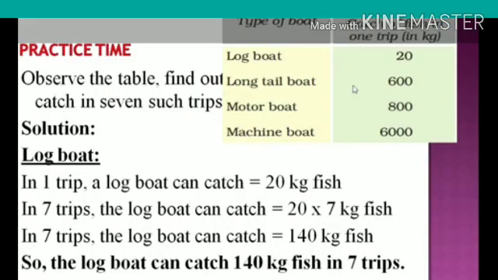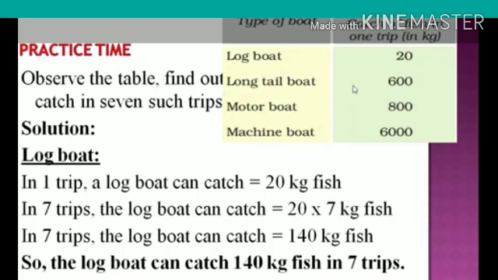Now look at this question, children. This is a question about log boat, and it is asked in the question, find out the catch of log boat in 7 trips. Now see the table. Log boat is bringing 20 kilogram of fish in one trip. So that you want to write as the first step. You see the answer. In one trip, a log boat can catch 20 kilogram of fish. Now it is asked 7 trips.